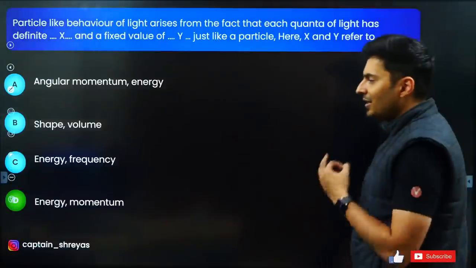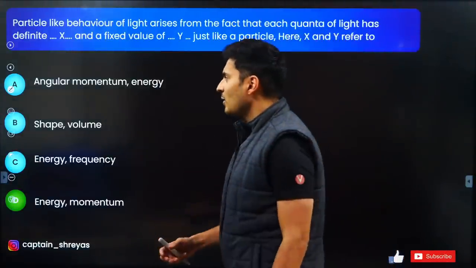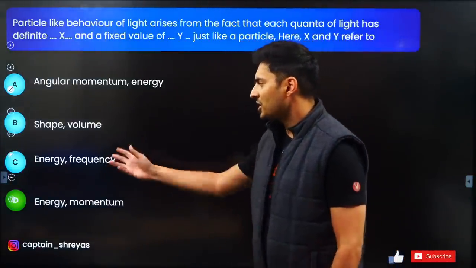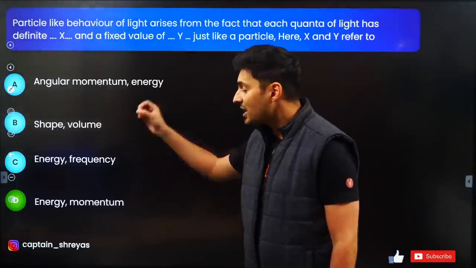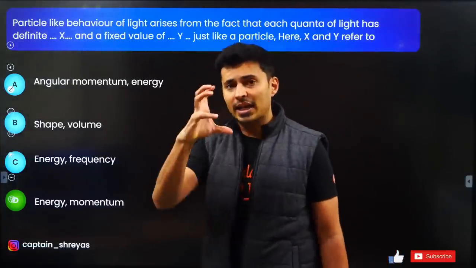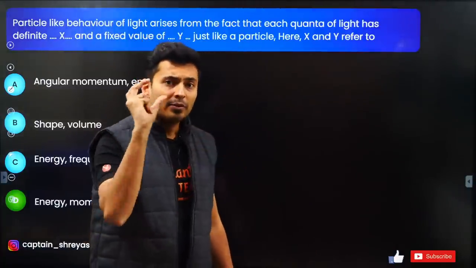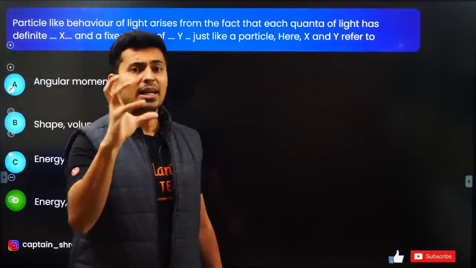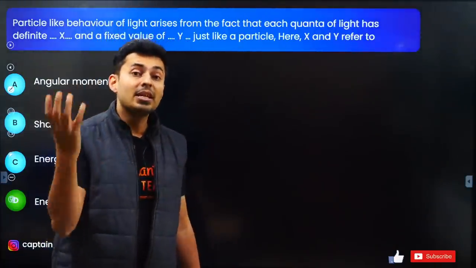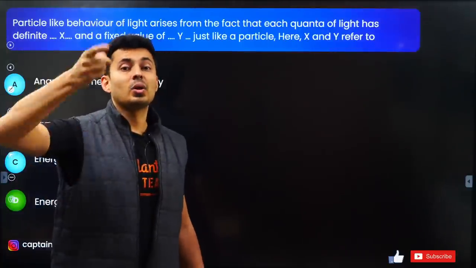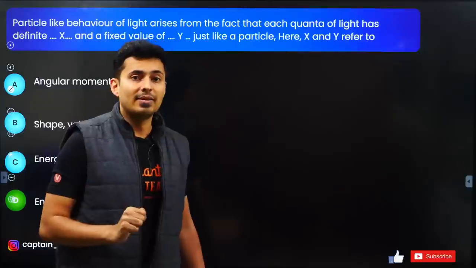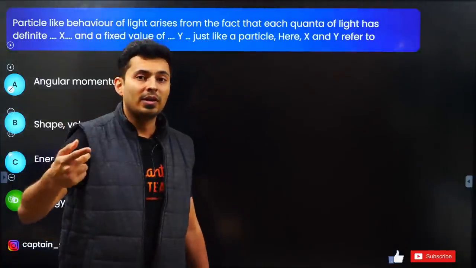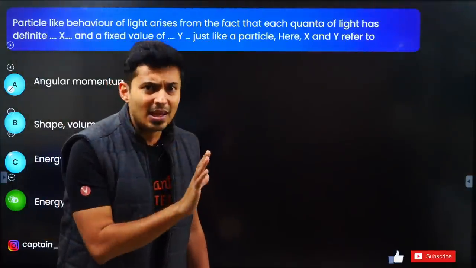The correct answer is energy and momentum. It's not frequency, angular momentum, shape, or volume. No. It is not frequency, it is energy and momentum. Every packet has a fixed momentum and fixed energy. From that, they understood that these energies and these momenta depend on the wavelength, and these wavelengths depend on the frequency. Yeah, the frequency is the same, agree.